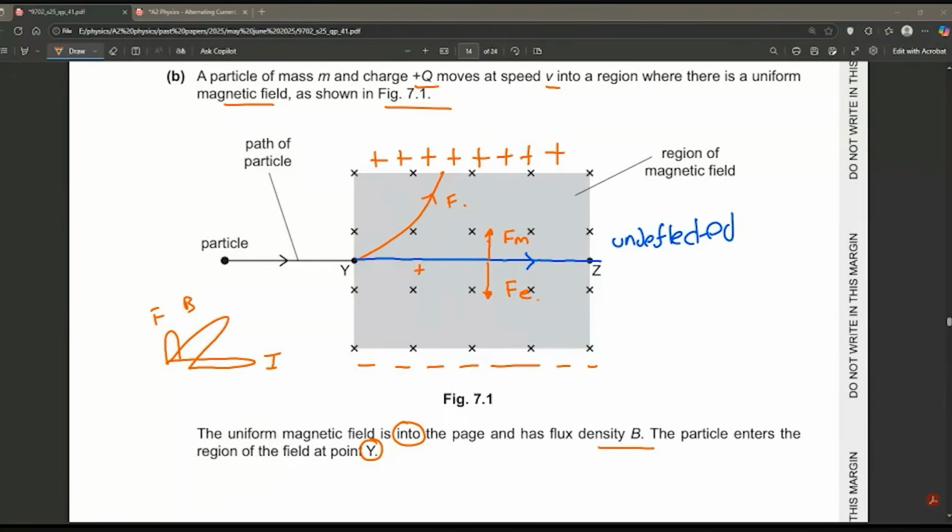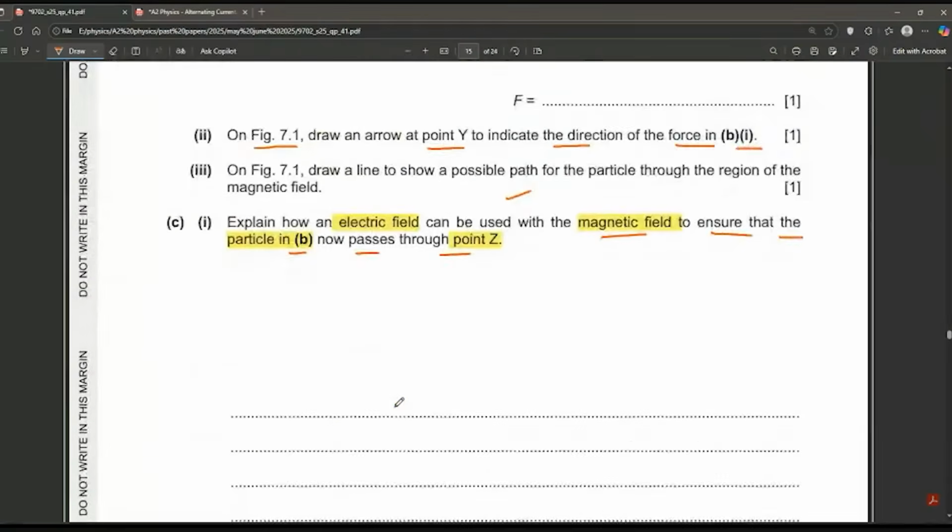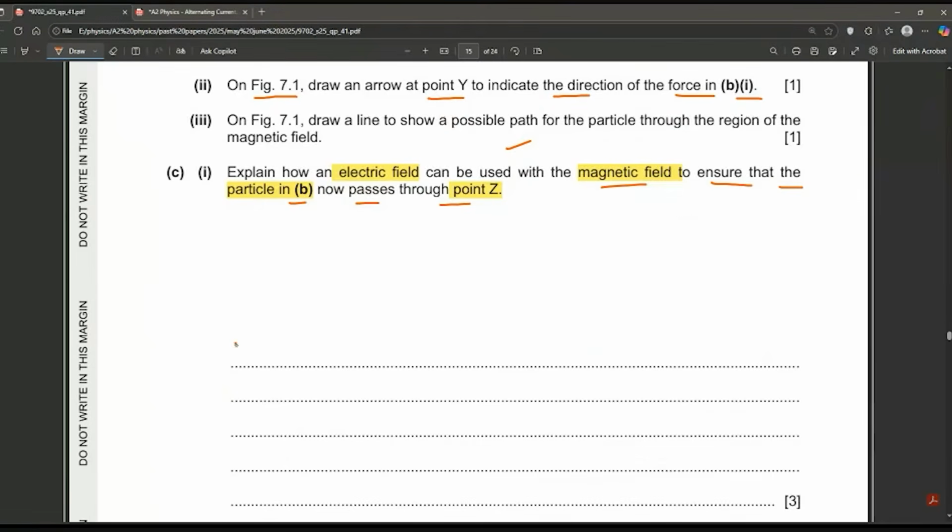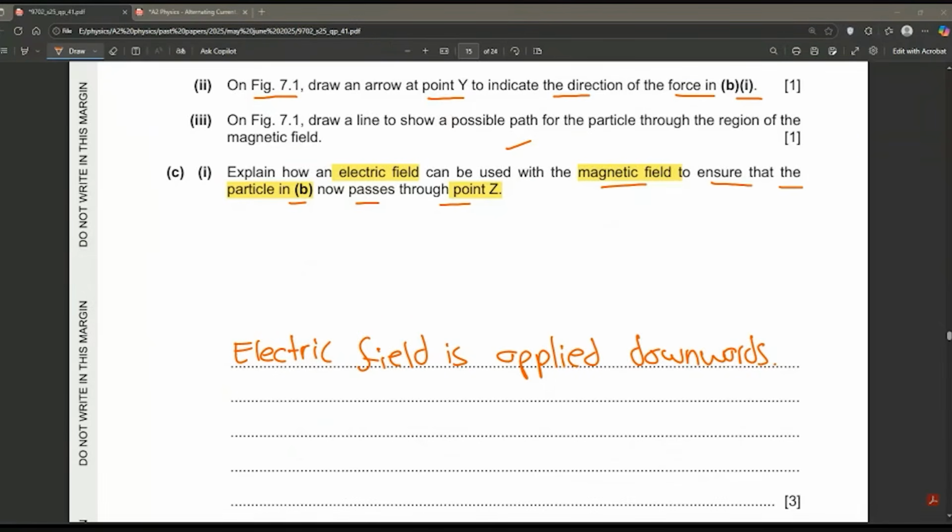Okay? This positively charged particle will pass through when electric force and magnetic force are equal and opposite to each other. So you will say the electric field is applied downwards. Okay. The electric field is applied downwards. Okay. What will happen? Electric field is applied downward.